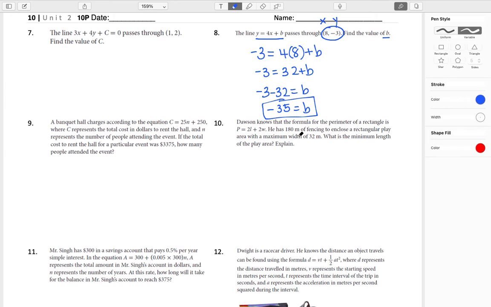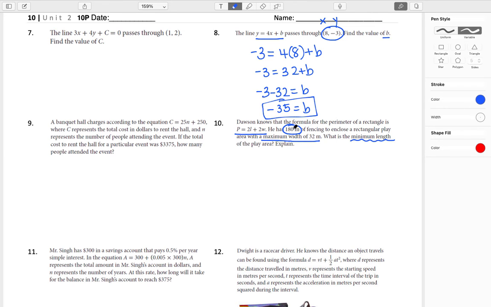So number 10. Dawson knows that the formula for the perimeter of a rectangle is P is equal to 2l plus 2w. So he has 180 meters of fencing to enclose a rectangular play area with a maximum width of 32 meters. What is the minimum length of the area?